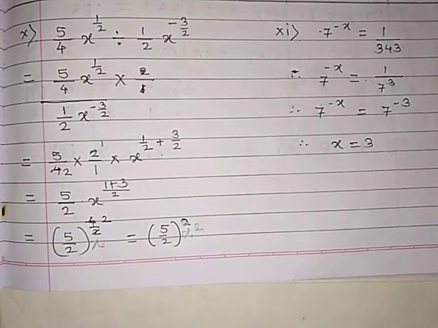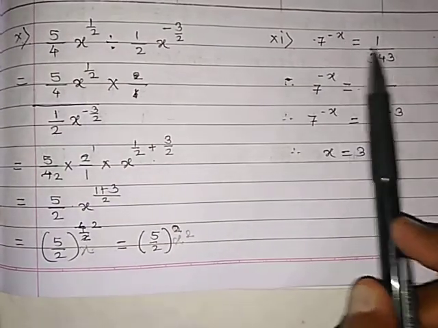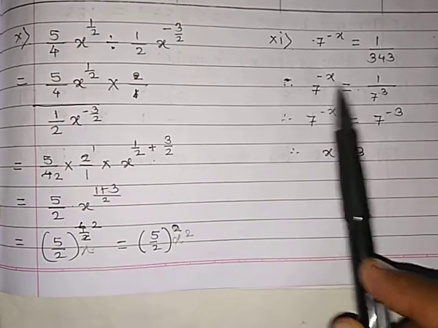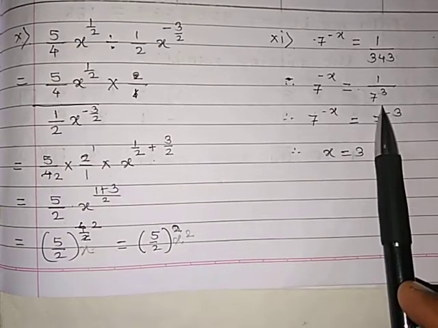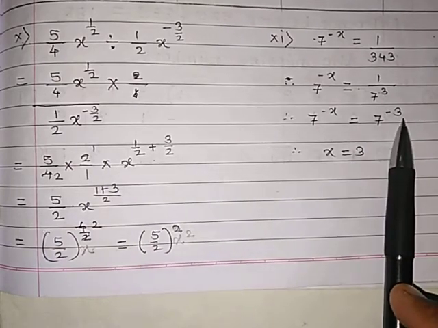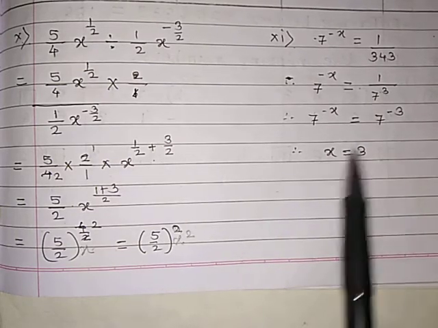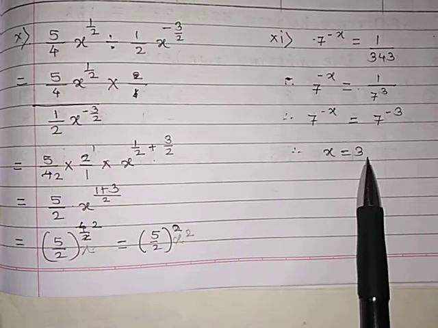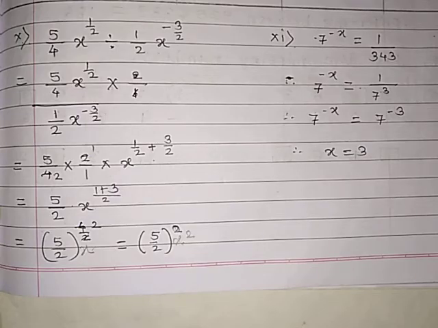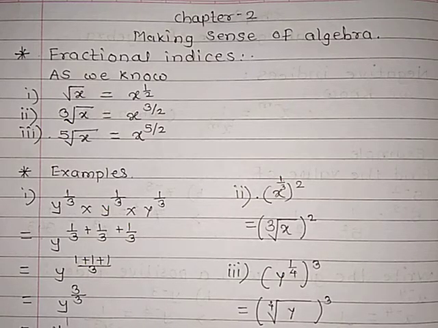Now last example, 7 raised to minus x equals 1 upon 343. 7 raised to minus x is equal to 1 upon 7 raised to 3. So 7 raised to minus x equals 7 raised to minus 3, when we take it into the numerator. So the answer will be x equals 3. I hope all of you understood the concept of fractional indices. Thank you.